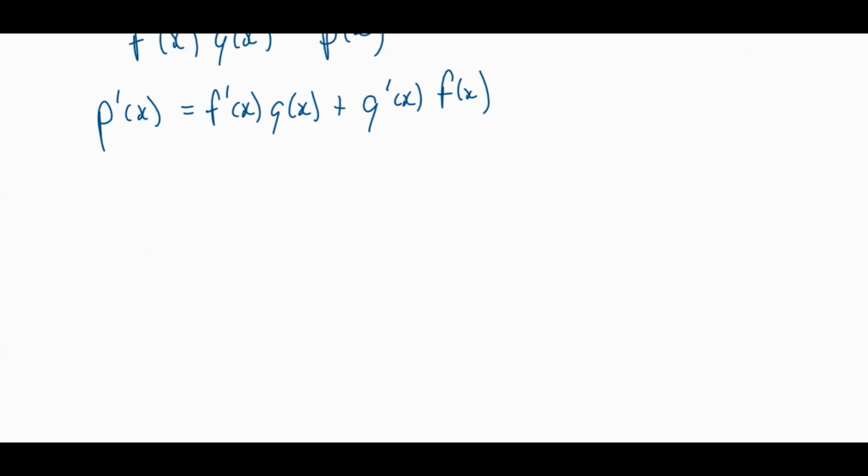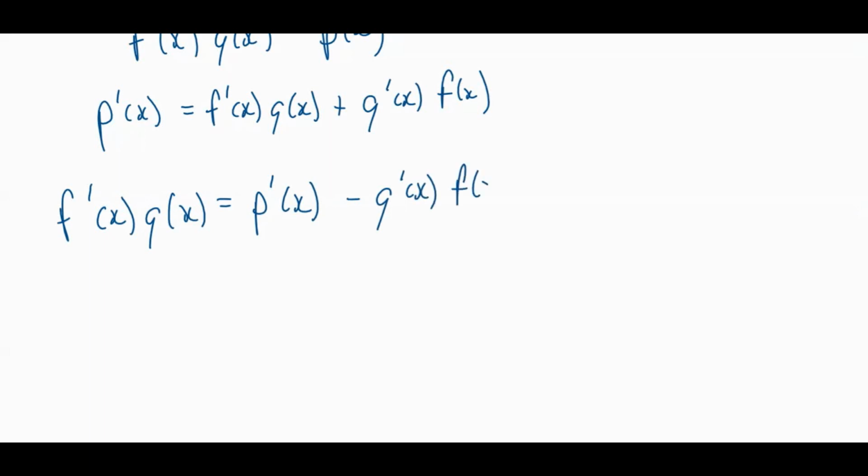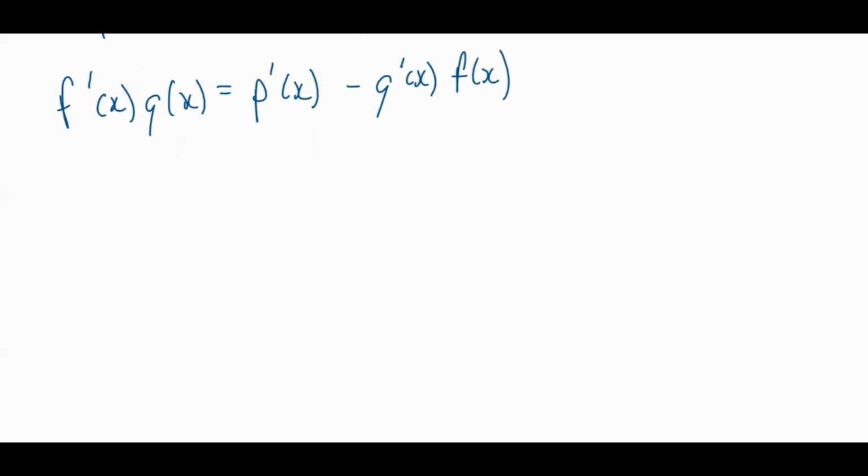So I am going to sort of flip sides here, f prime at x times q at x equals p prime minus q prime times f. So I sort of flipped sides, but I also moved this to the other side, subtracted it, because I'm working towards isolating for f prime, because then we'll have something that is the derivative of f. That's what we wanted. That's what we were starting with.